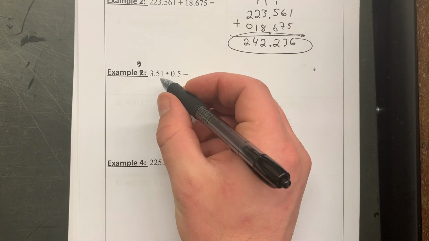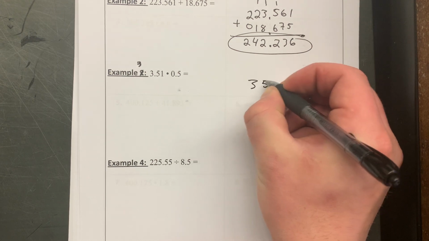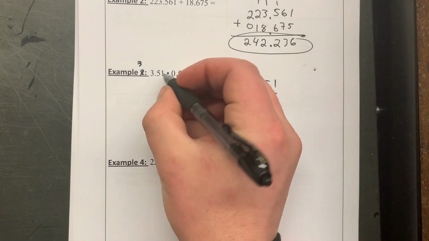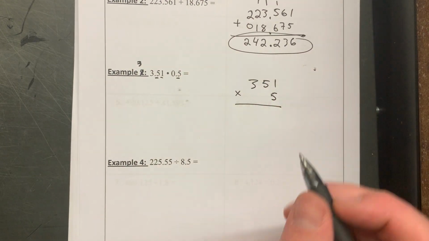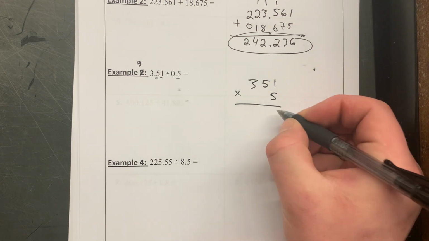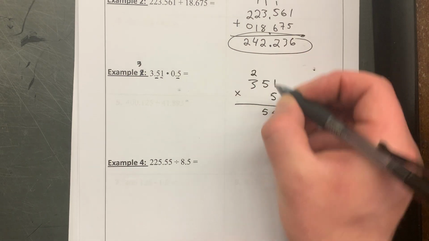If I have 3.51 times 0.5, I'm just going to multiply these as if they were whole numbers and then worry about the decimals later, okay? I know that I have 1, 2, 3 places that I'll have to worry about. Let's do the multiplication first. 5 times 1 is 5. 5 times 5 is 25. I carry my new 2.